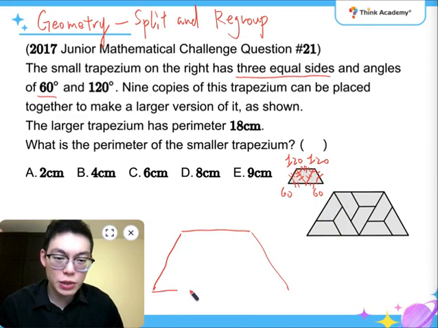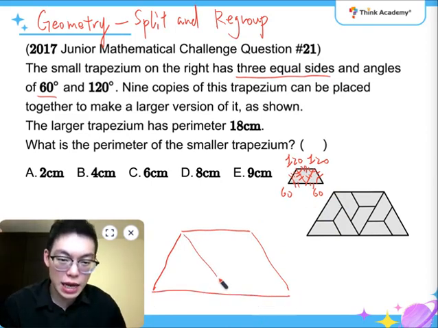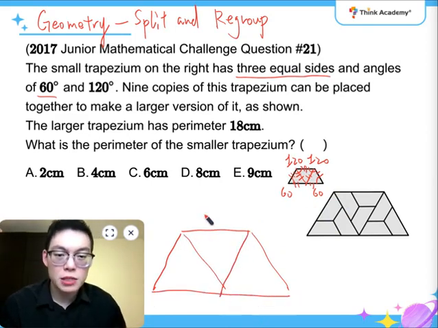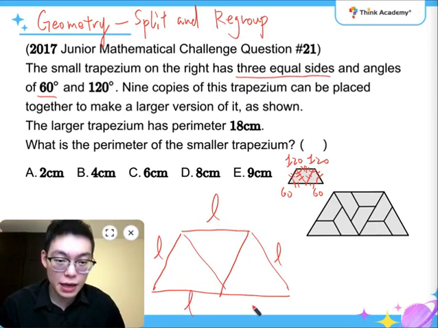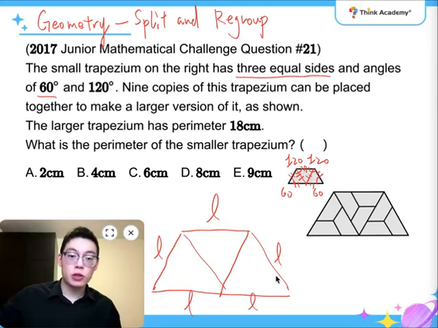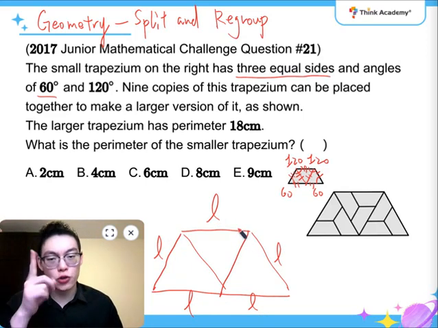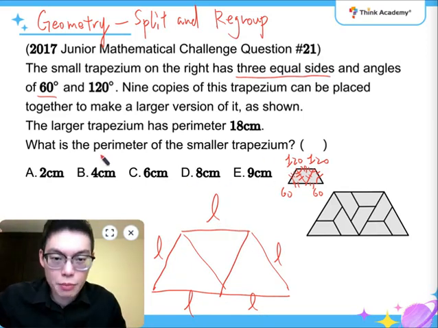So because we know that all the sides there are the same, we can say that this is length, length, length, length, and length, right? Which means that for one trapezium, the perimeter of the smaller trapezium is going to be 5 lengths.